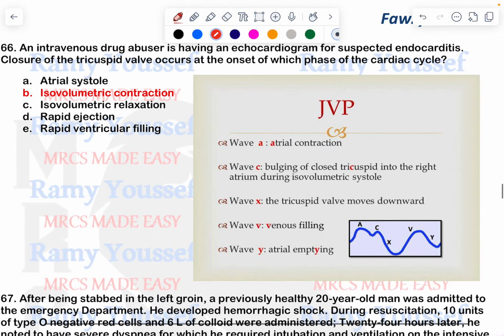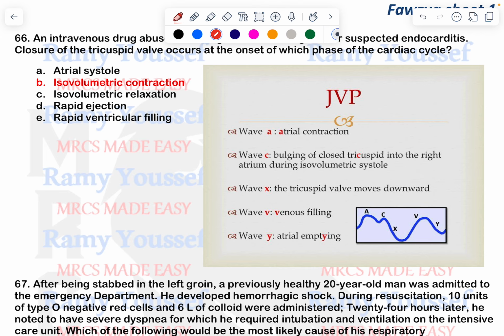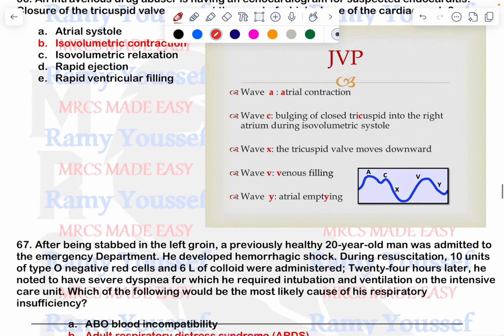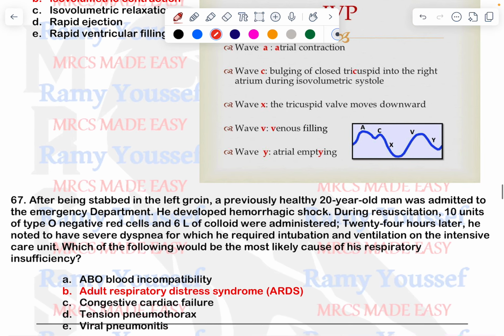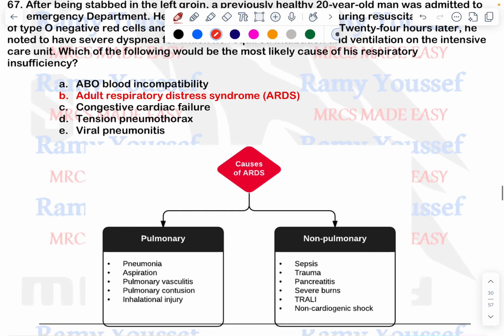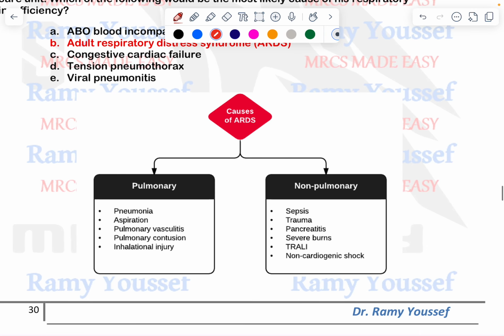After being stabbed in the left groin, a 20-year-old man was admitted to the emergency department. He developed hemorrhagic shock and received 10 units of blood. 24 hours later, he noted severe dyspnea which required intubation and ventilation. Which of the following is the most likely cause of respiratory insufficiency? So stabbing is there: adult respiratory distress syndrome. Pulmonary causes: aspiration, vasculitis, contusion. Non-pulmonary: sepsis, trauma, TRALI, cardiogenic and non-cardiogenic shock.